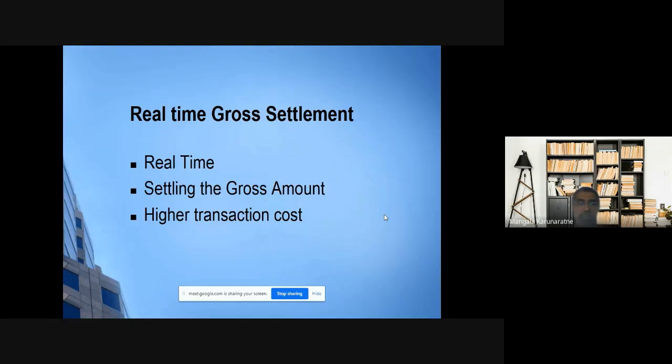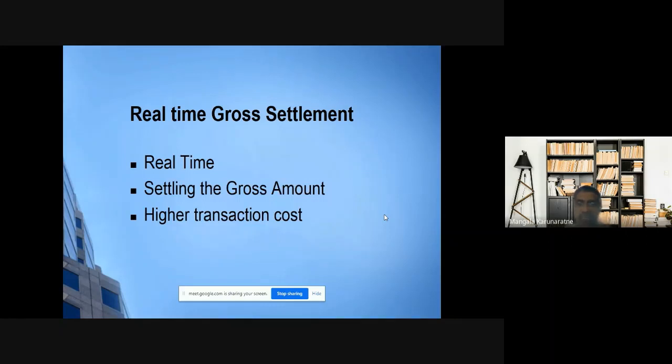Now, settling the gross amount, what does this mean? Now these transactions will go individually. Like say if we generate a transaction now, say I want to make a payment, say Commercial Bank wants to make a payment to Hatton National Bank, so they will do an RTGS transfer. And that transfer will be effected with that amount only.